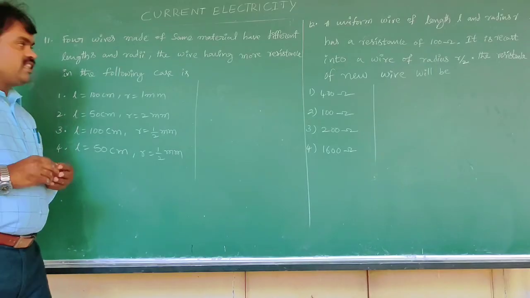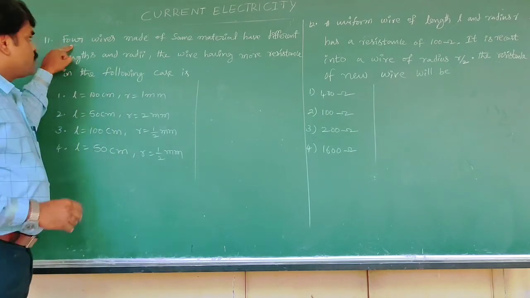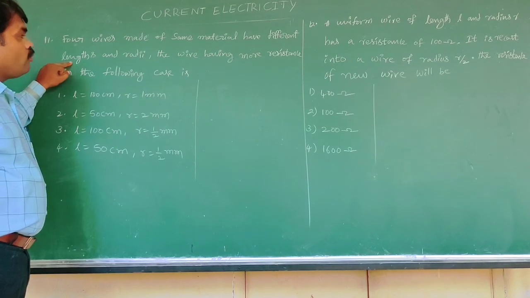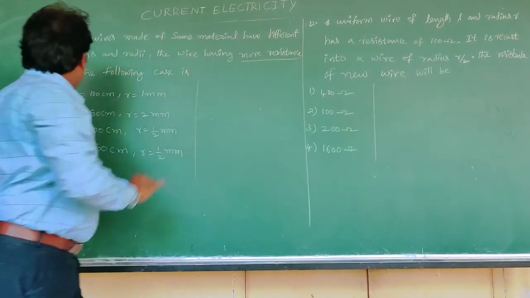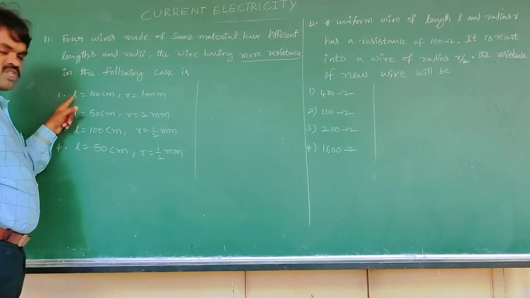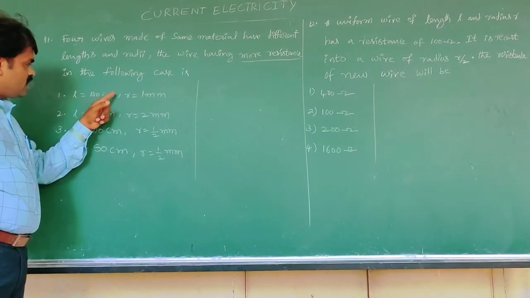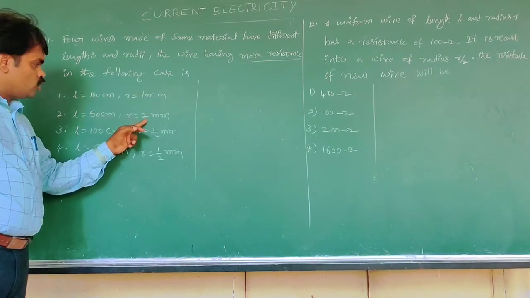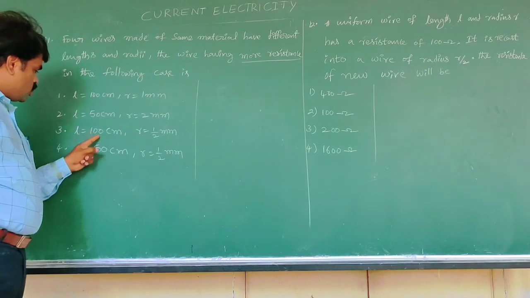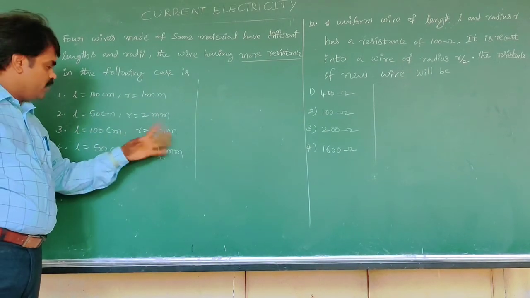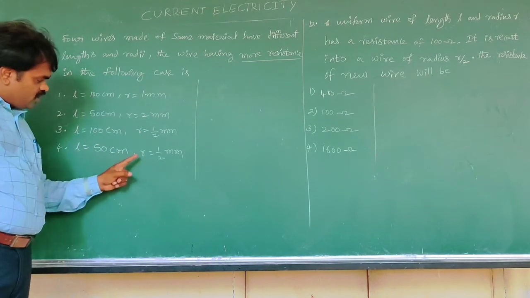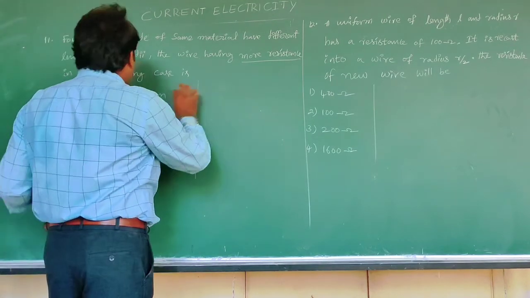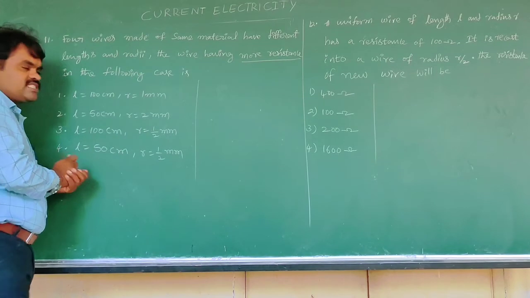Now going to the 11th problem. 4 wires made of same material have different lengths and radius. The wire having more resistance in the following cases. Options they given: 1. L is equal to 100 centimeter, R is equal to 1 millimeter. 2. L is equal to 50 centimeter, R is equal to 2 millimeter. 3. L is equal to 100 centimeter, R is equal to half millimeter. 4. L is equal to 50 centimeter, R is equal to half millimeter. See, resistance formula. They are asking which one of these 4 has the more resistance.